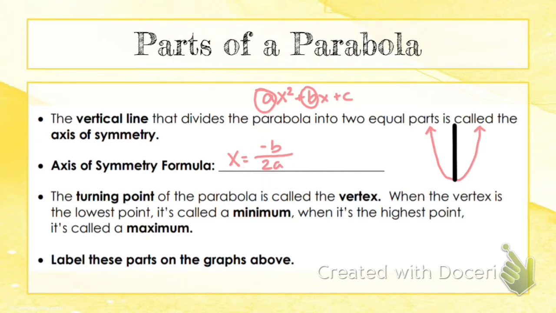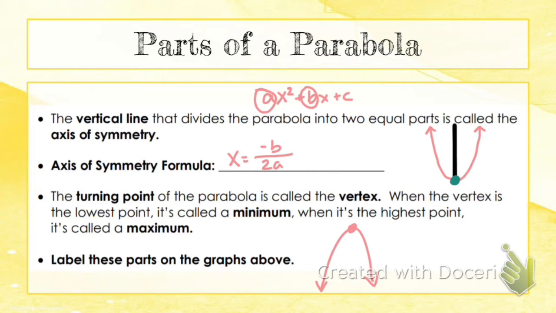Then we have the turning point of the parabola. So that is going to be right here, the place where it changes directions. That is called the vertex. When the vertex is the lowest point, it's called a minimum. So that's what this is. Whenever it's the highest point, it's called a maximum. So if we had a parabola upside down, it would be here, and that would be the maximum.